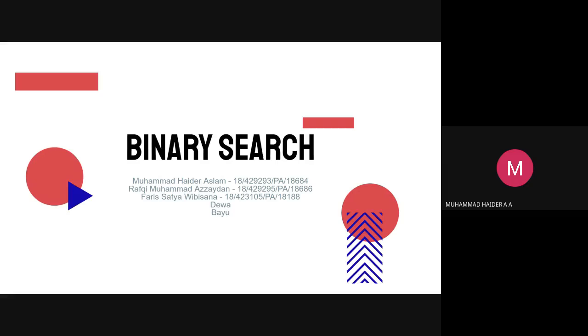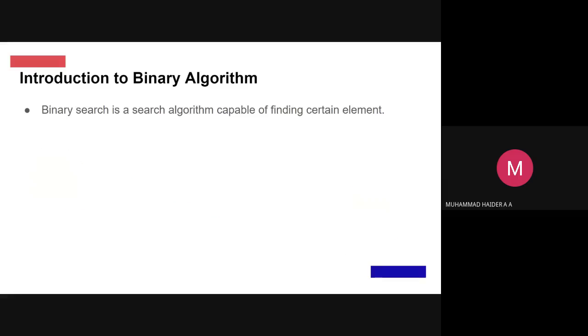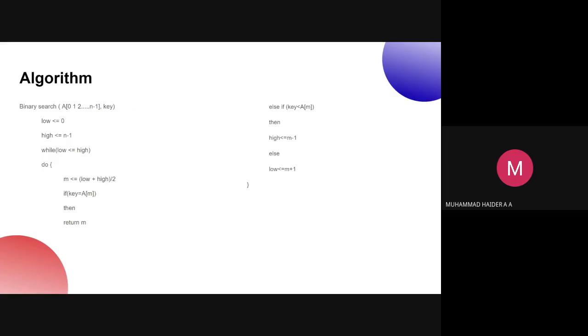Okay, so first of all, binary search algorithm is basically a searching algorithm capable of finding a certain element in an array. So first of all, the algorithm. This is the algorithm itself.